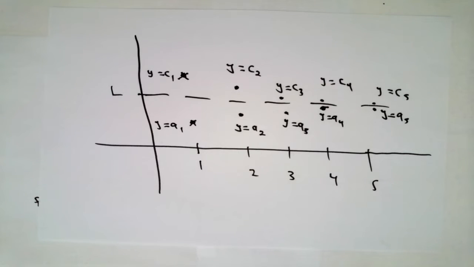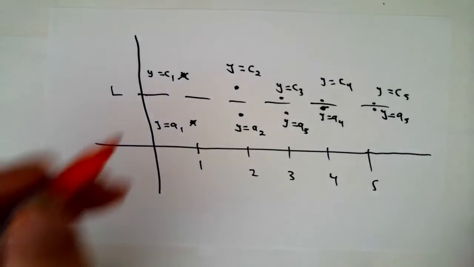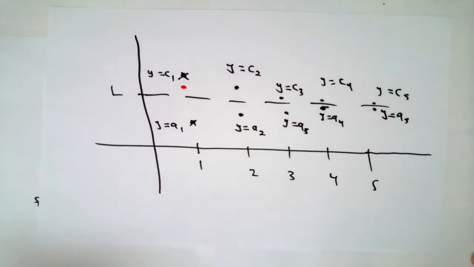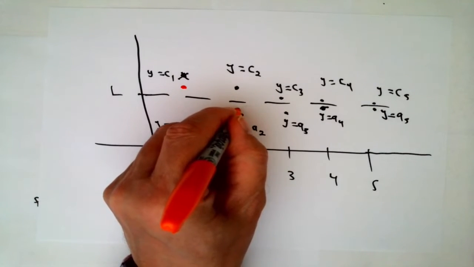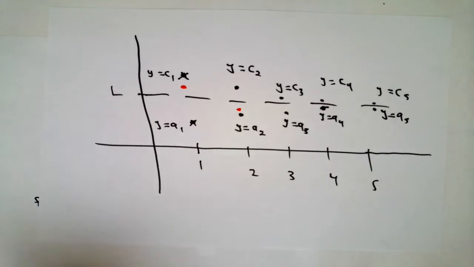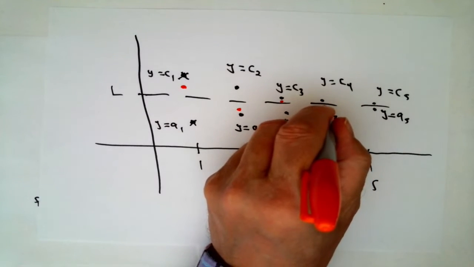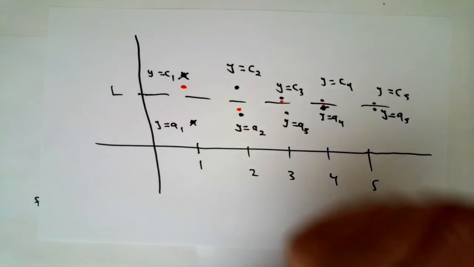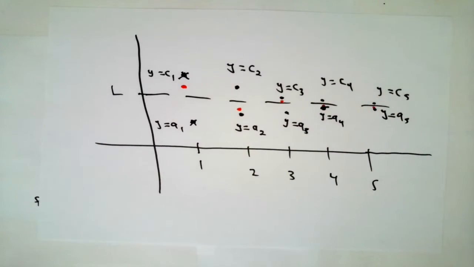The b numbers are supposed to be between the a numbers and the c numbers. So, for example, if I were to draw in y equals b1, it might be there. If I were to draw in y equals b2, it might be there. Y equals b3 might be there. Y equals b4 might be there. And y equals b5 might be there. The key point is not whether the new dots are above or below the dotted line. The key point is that they're between the other pair of dots.